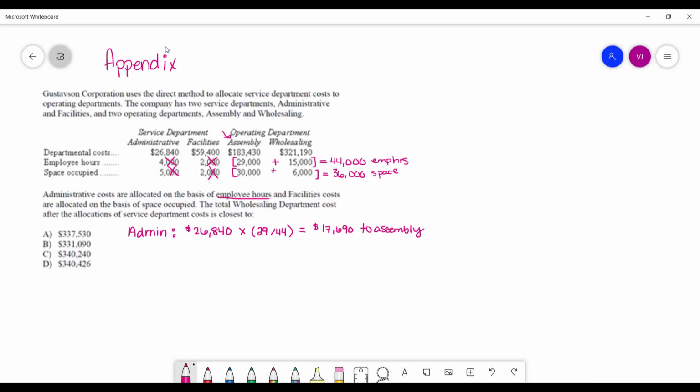We'll do the same thing for wholesaling. There's still $26,840 in total to be allocated. But what percentage of that will wholesaling get? Wholesaling is only using 15,000 out of the 44,000 employee hours.